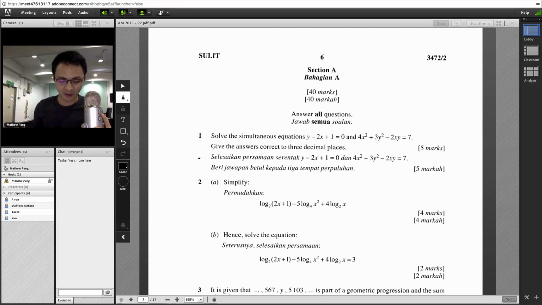If anyone cannot hear me or you want to try out any new function here, just let me know. Because I'm also using it for the first time today. I hope this Adobe Connect works out fine.